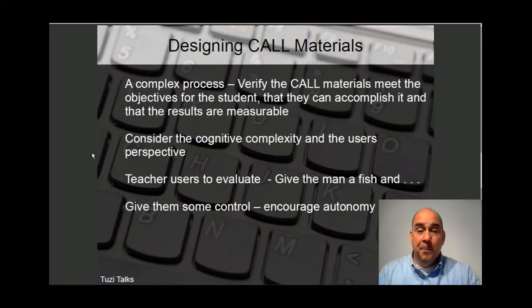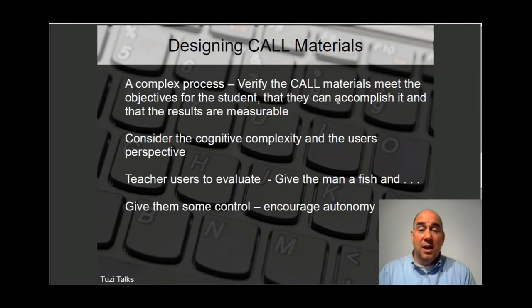If we want to design CALL materials, we should realize that it's a complex process. We have not only the objectives that we need to understand and make sure that our students can understand, but we also need to make sure that the CALL that we use can accomplish what it is that we're trying to do, which means we need to find some way of assessing it. Okay, so we can't just have them go out and use vocabulary flashcards. How are we verifying that this is actually reaching the objective that I've set up for the course or for the activity? So it's a more complex process because we're adding the digital on top of what we already would normally have in a classroom.